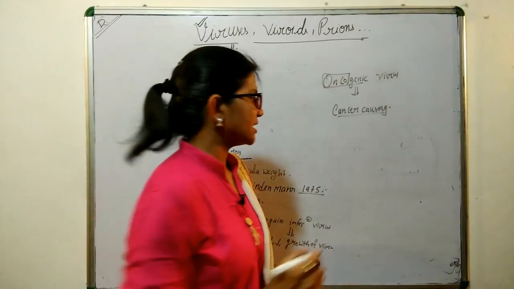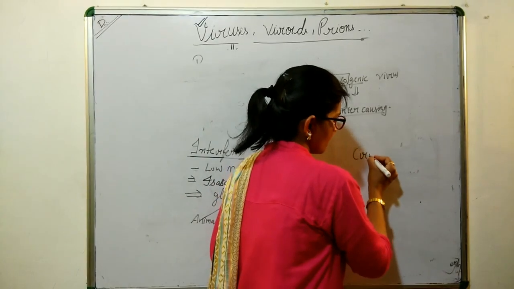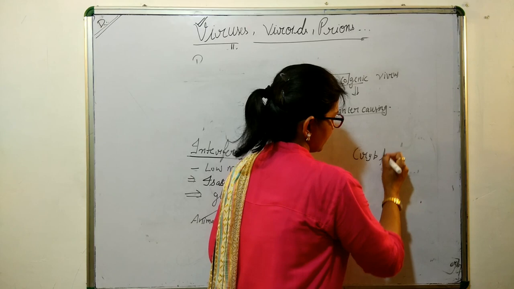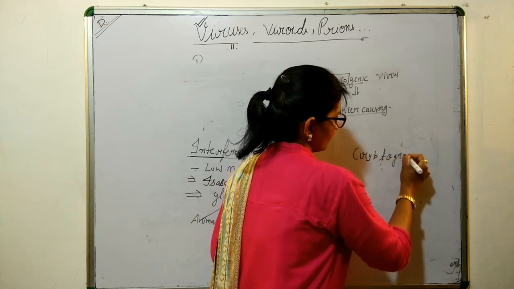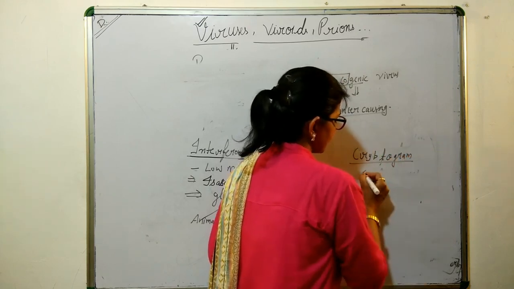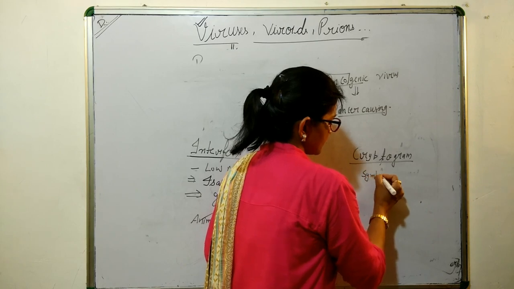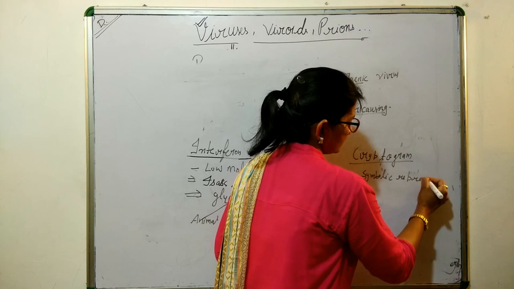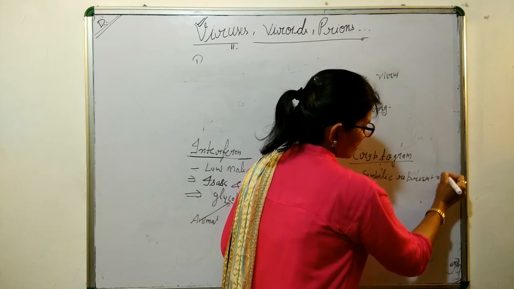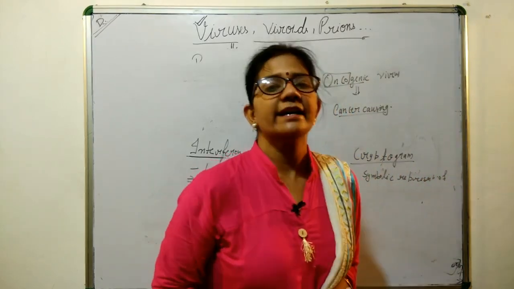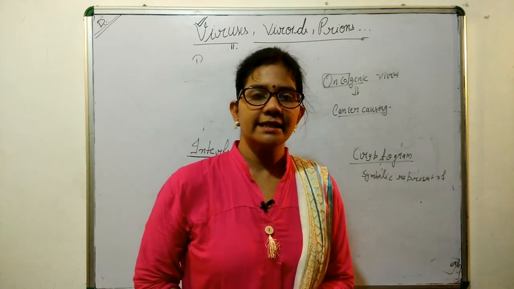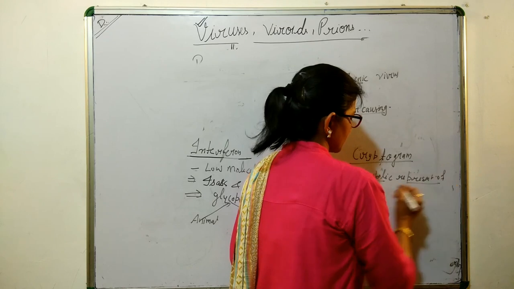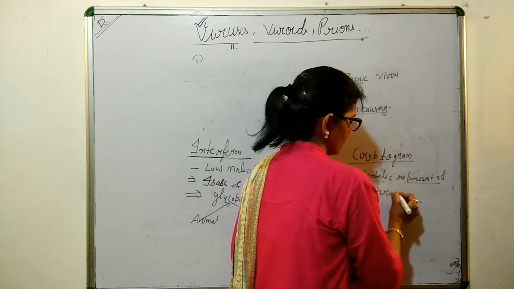And the last term is cryptogram. What is this? It is the symbolic representation of different viruses related with their special characteristics. So it is a symbolic representation of characteristics of viruses.